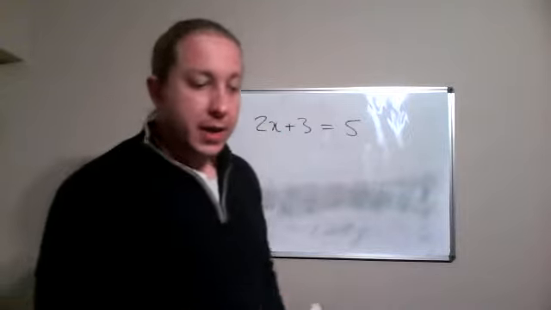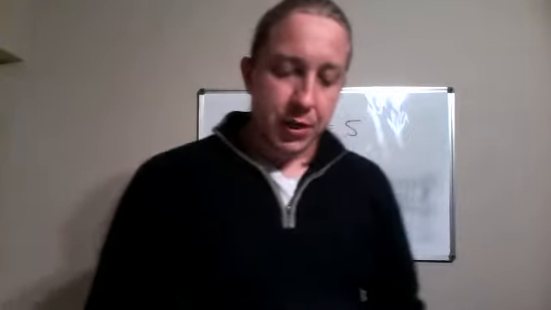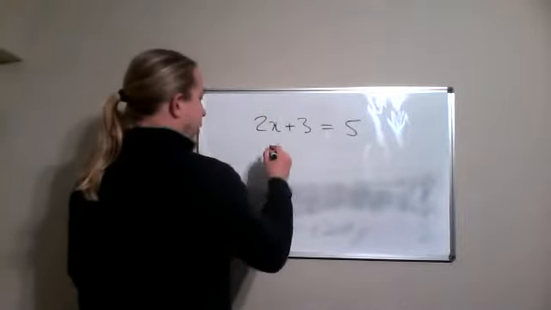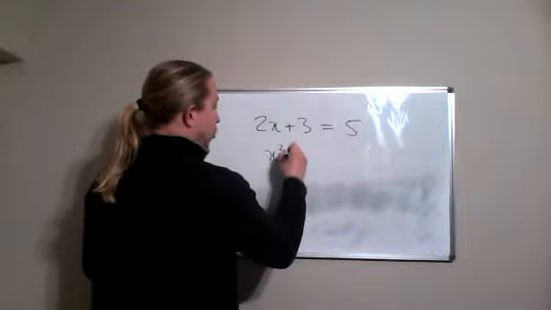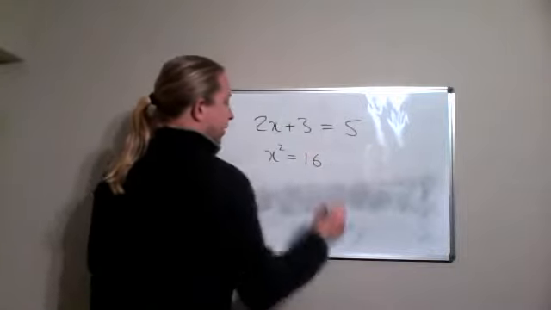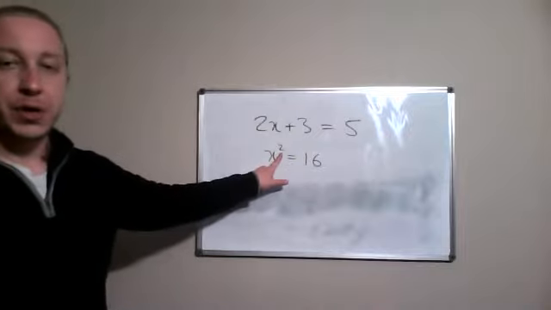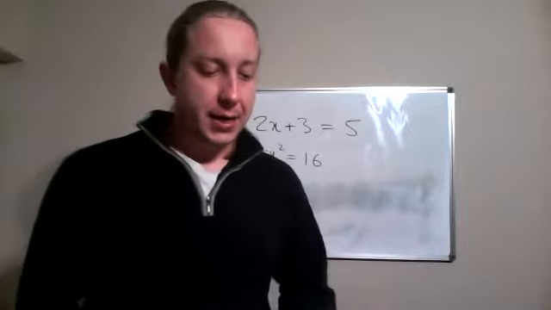Then we can have a quadratic equation. It's where the highest power of x is now 2. So we could have something like x squared equals 16. It's an equation with an equal sign, and the highest power is 2, so this is a quadratic equation.